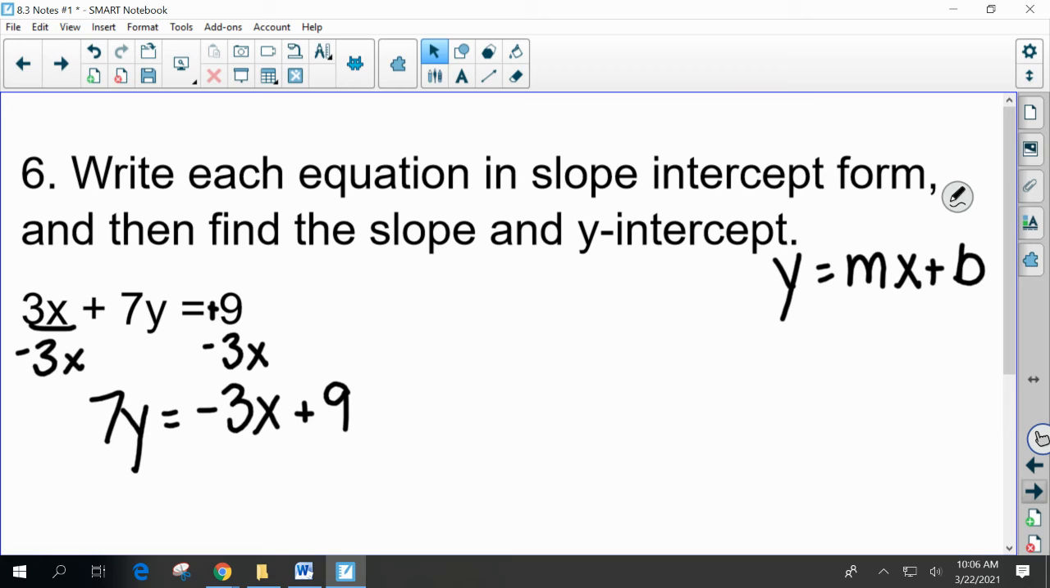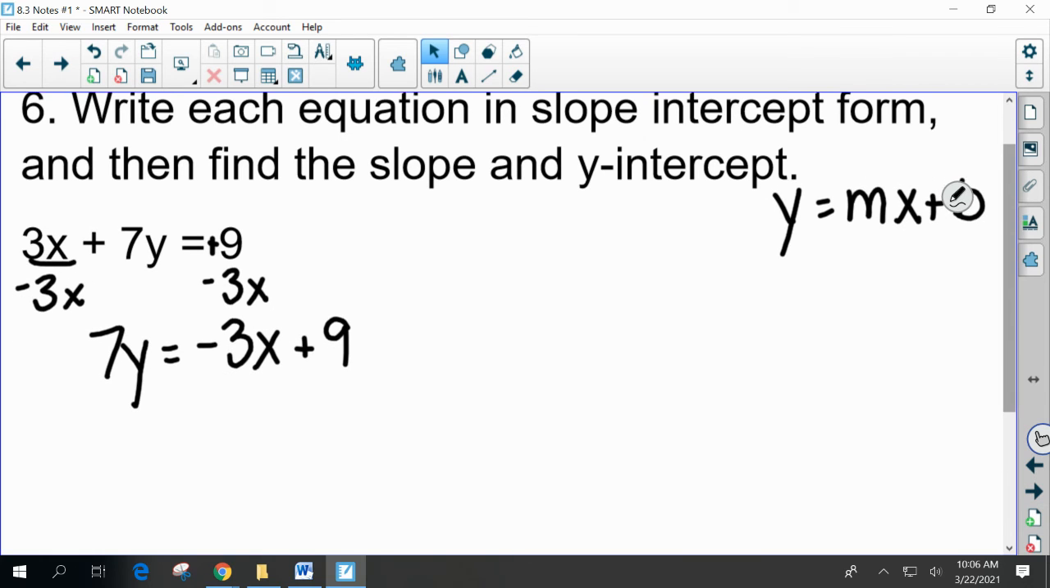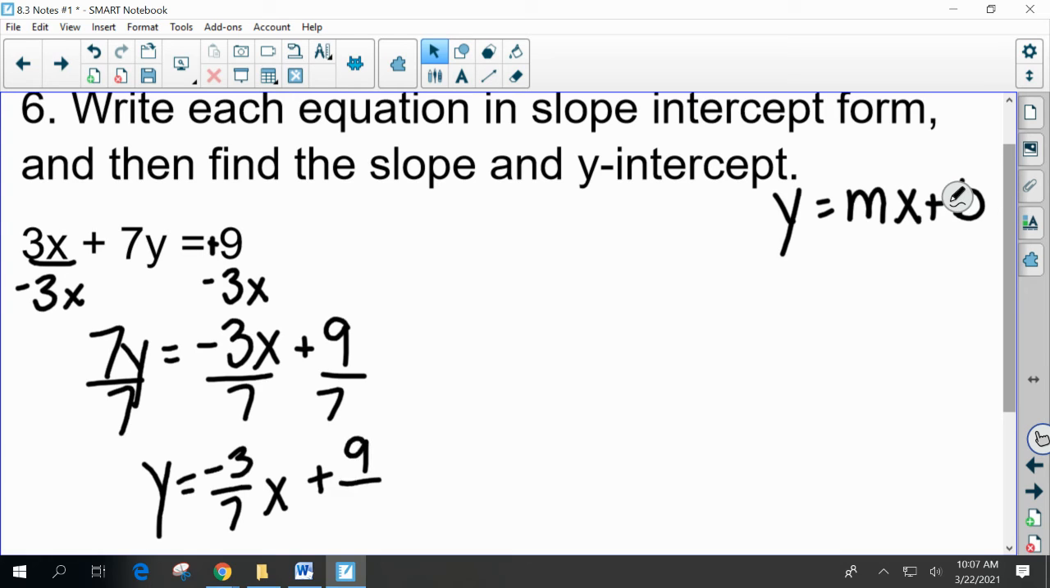Okay, so now I need to get y by itself. How do I get y by itself? Divide everything by 7. So y equals, can -3/7 be simplified? No. So -3/7 x, and then +9/7. Okay, so what is my m and my b? m is -3/7 and b is 9/7.